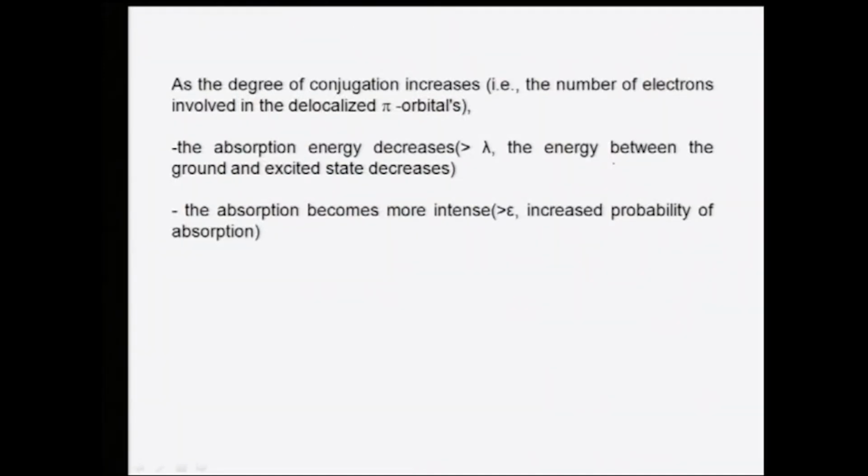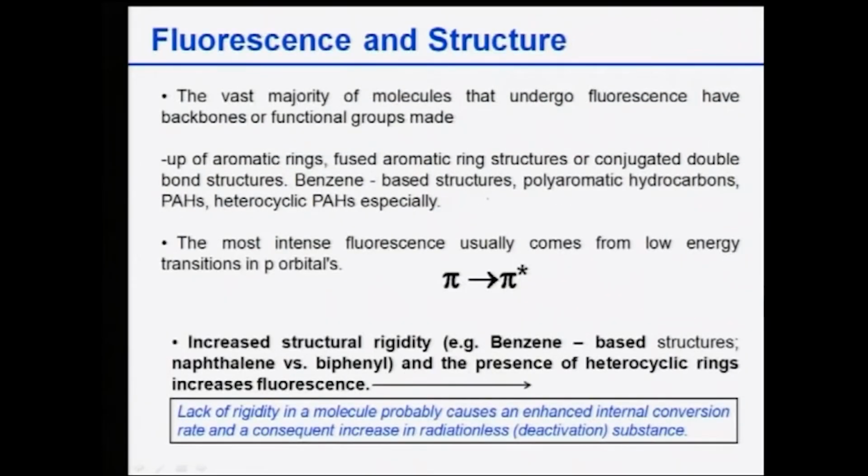So, as the degree of conjugation increases, the number of electrons involved in the delocalized pi orbital also increases, the absorption energy changes, the energy gap between the ground and excited state changes, and absorption becomes more intense. So, there will be a higher value of epsilon, which leads to an increased probability of absorption. That is the reason for this.